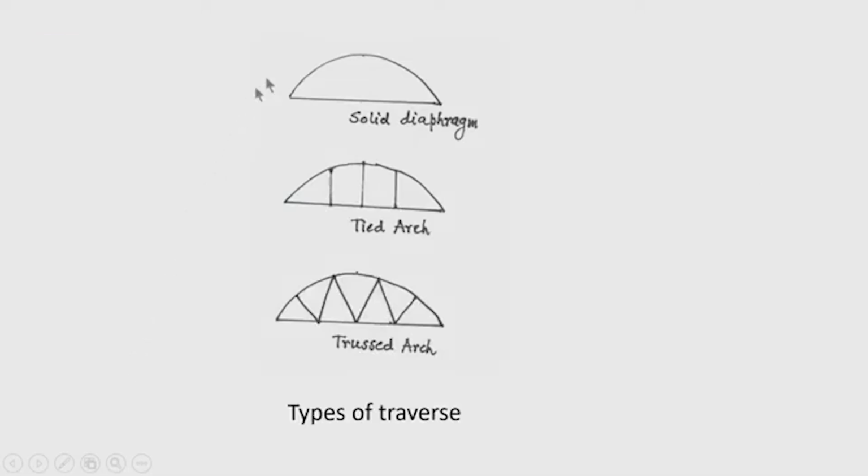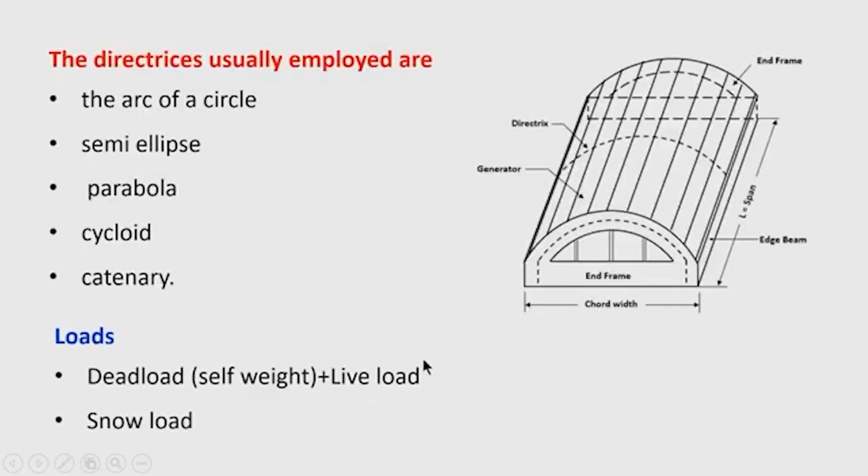Now, if I see the different types of transverse, a transverse may be a solid diaphragm, a thin structural element which acts like a transverse, it is solid, no opening is there. Then the transverse may be of tied arch, that is in the form of an arch, but the vertical suspenders are there. Then it may be a trussed arch, having a truss to join the rib of the arch with the horizontal member.